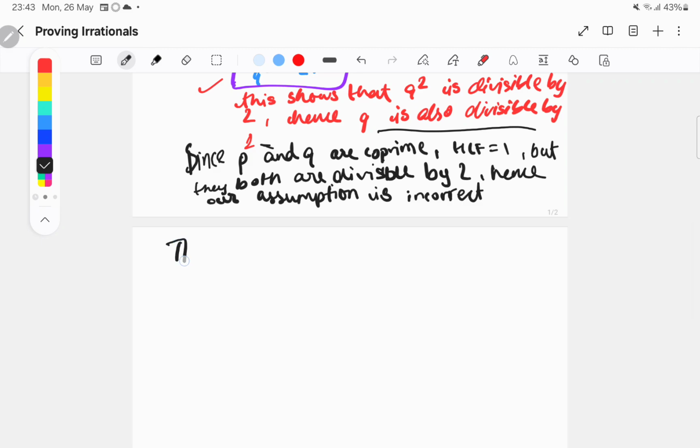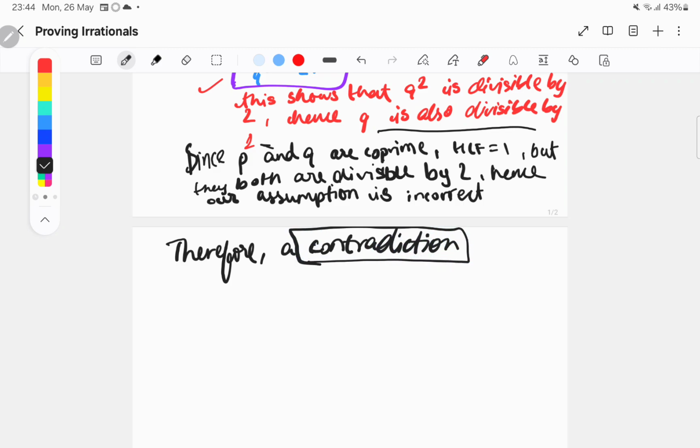So therefore, since our assumption is incorrect, we have to put a very straightforward word here. If you don't add this word, you might not get the mark. Therefore, a contradiction has arisen.